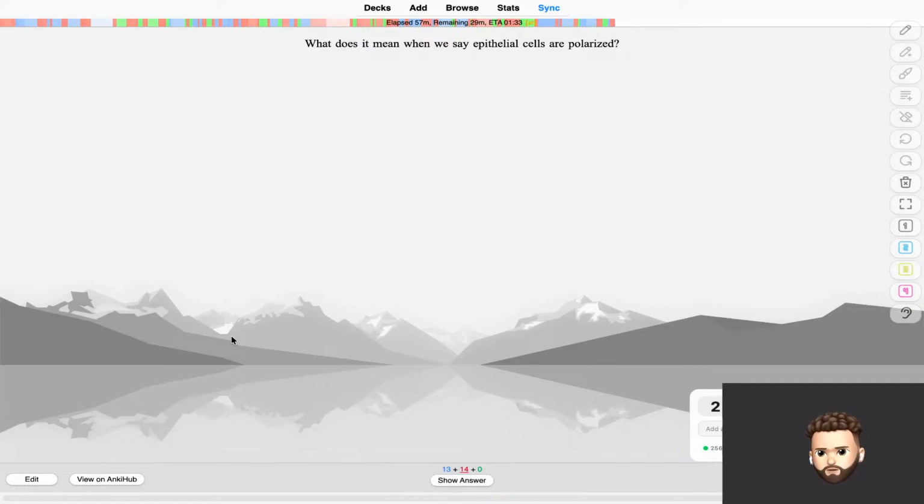What does it mean when we say epithelial cells are polarized? It means that one side is exposed to the connective tissue and the other side is exposed to the lumen.